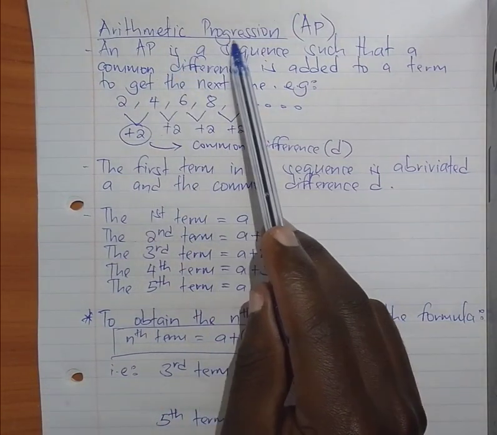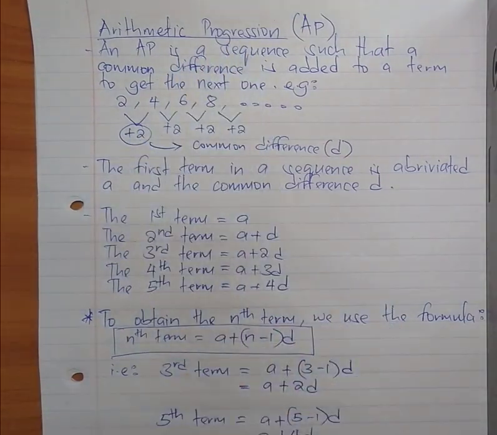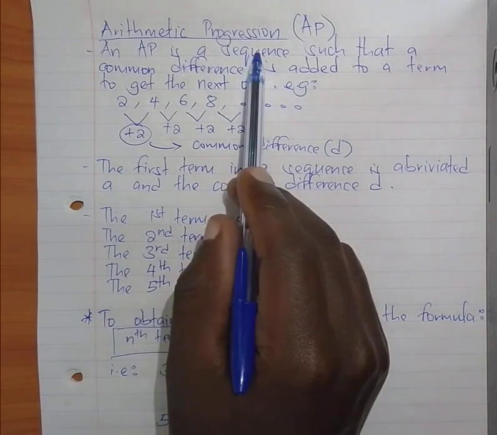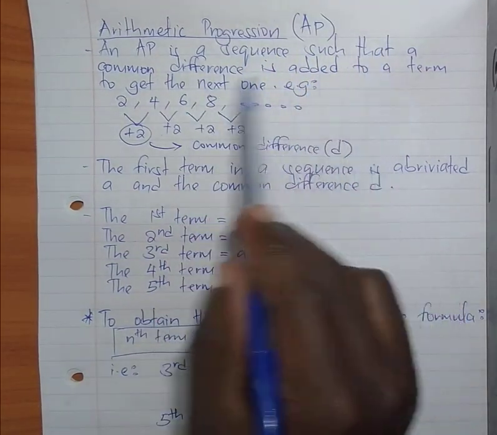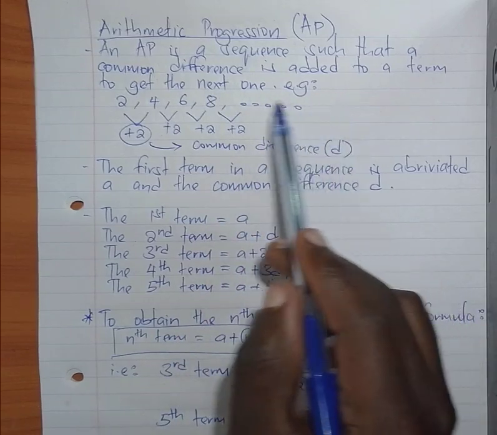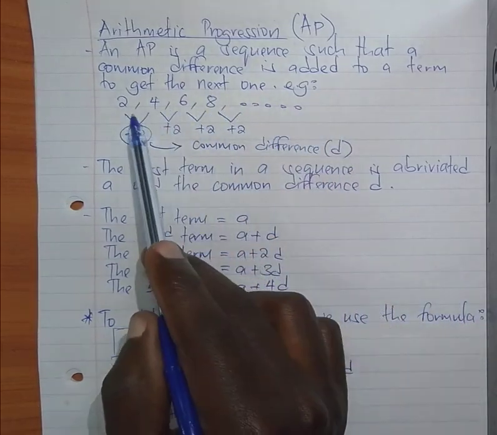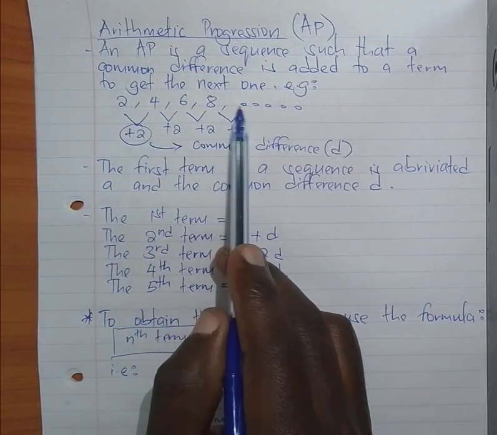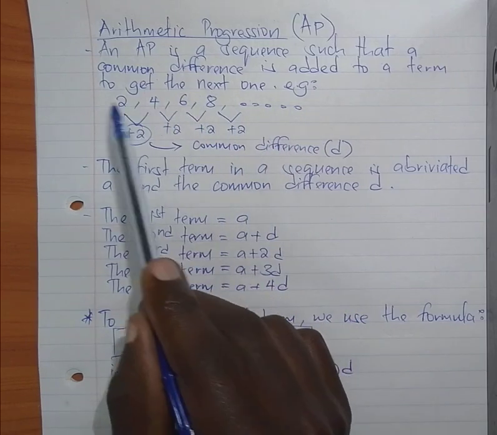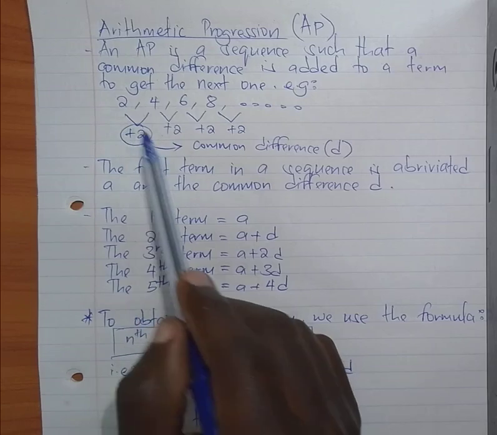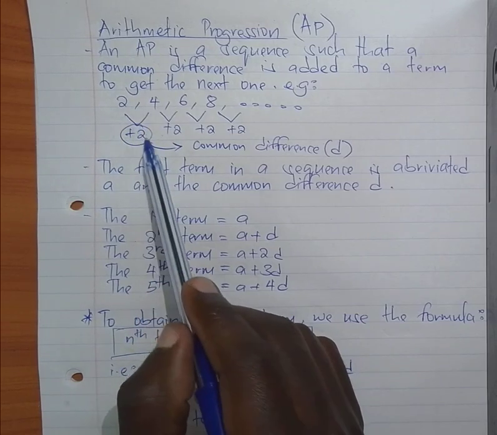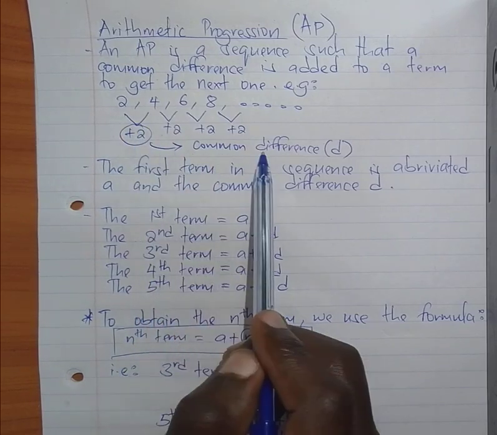An arithmetic progression is a sequence such that a common difference is added to a term to get the next one. We have an example: 2, 4, 6, 8, continuing. So from 2 to 4, what do we add to 2 to get 4? We add 2, right? That means that the common difference is 2.